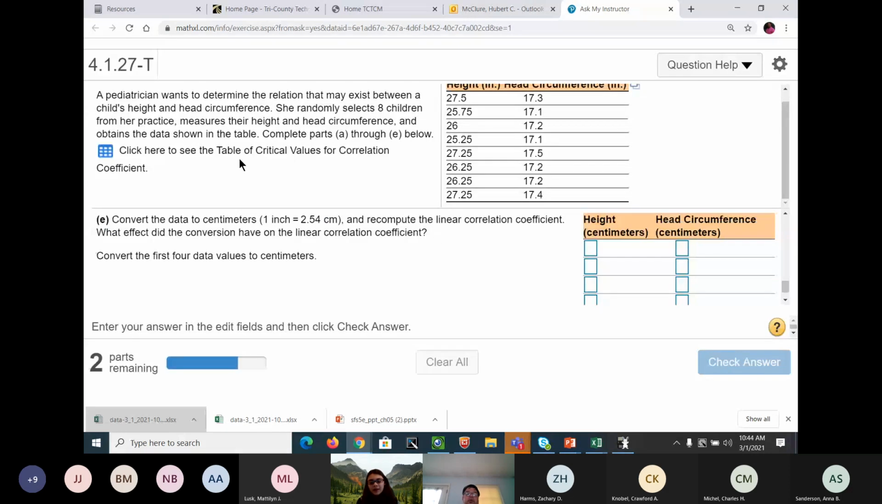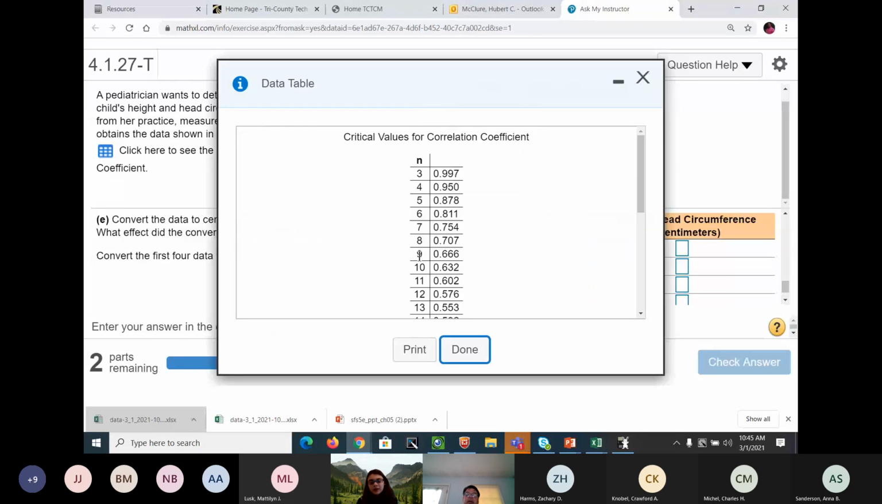How do you find that? The critical values are right there. You just hit the table and find the 8, and it's 0.707. It's a measure, a benchmark. In other words, you compare your R value to that critical value. Since our R value is 0.94, it's greater than that, so we have a positive correlation. You understand?